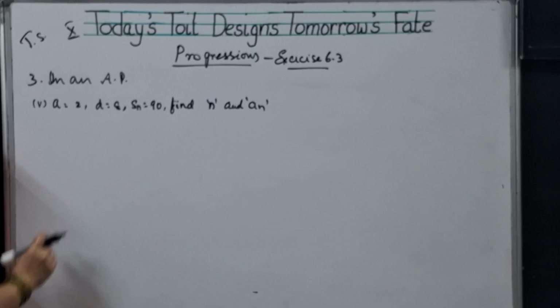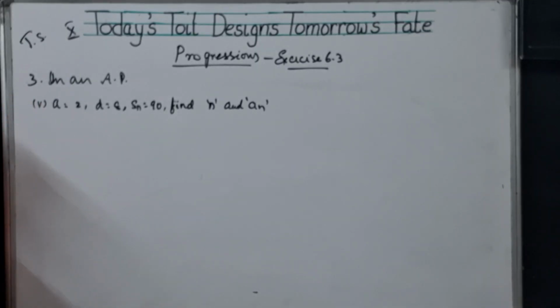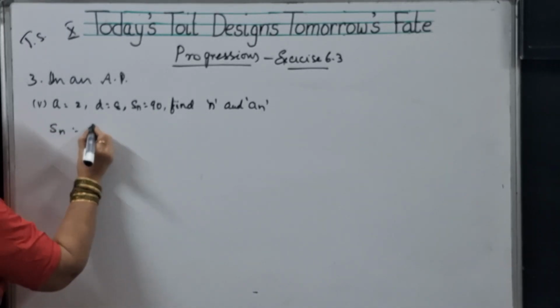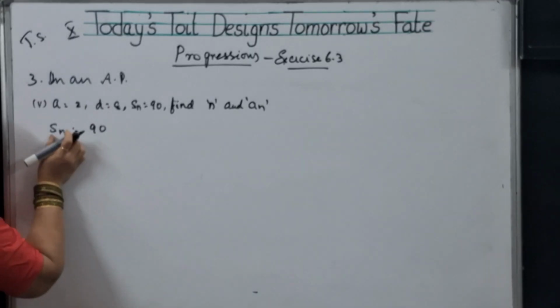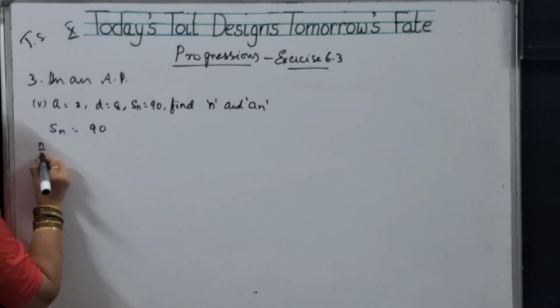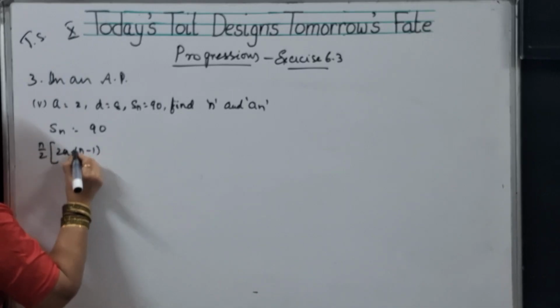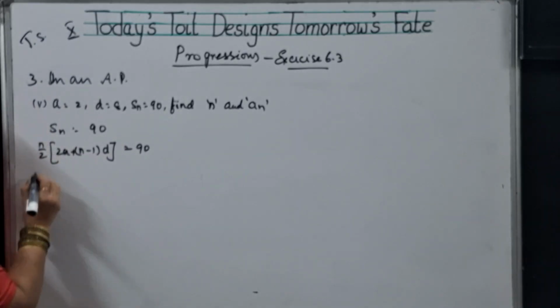So here we have no nth term given, only the first term A is given, so we cannot use D in this formula. Let us take this one only, that is Sn is equal to 90. What is the Sn formula? n by 2 into 2a plus n minus 1 into d. Its value is 90. N we don't know.